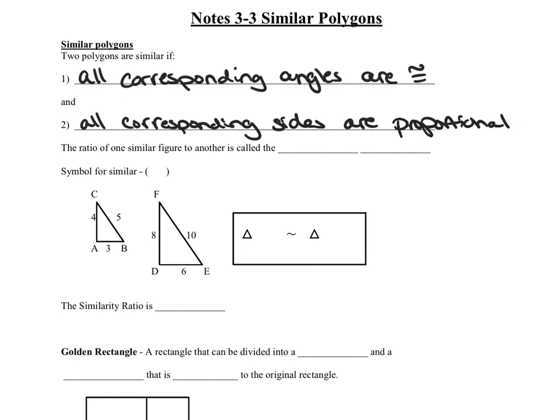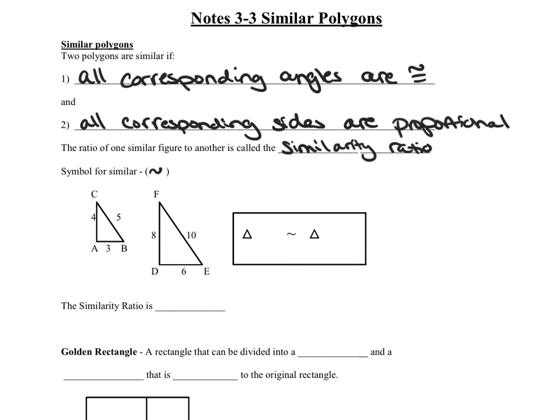Okay. The ratio of one similar figure to another is called the similarity ratio, or a scale factor. And the symbol for similar is a little squiggle.